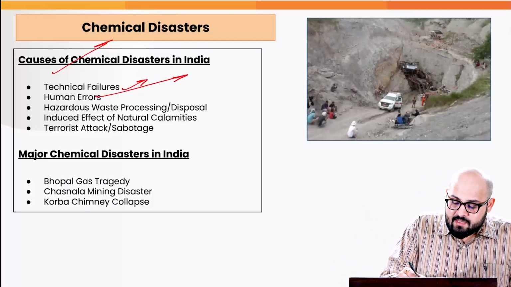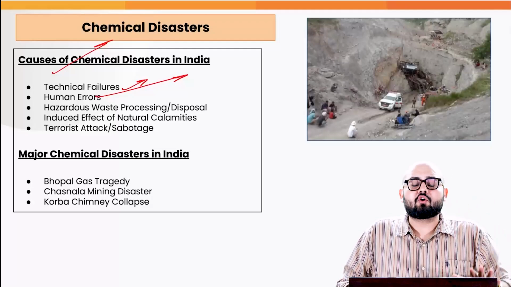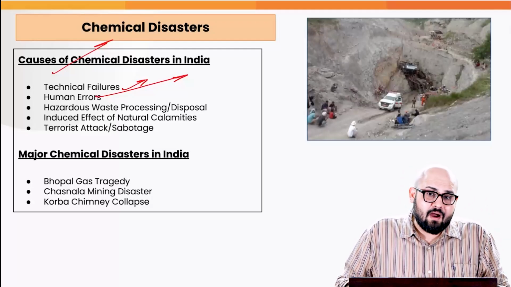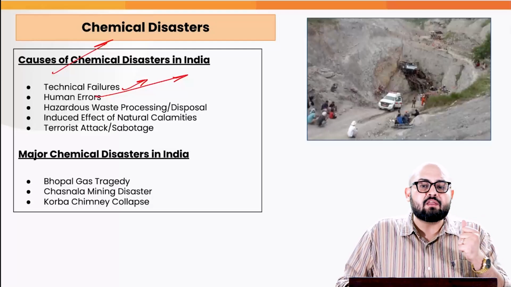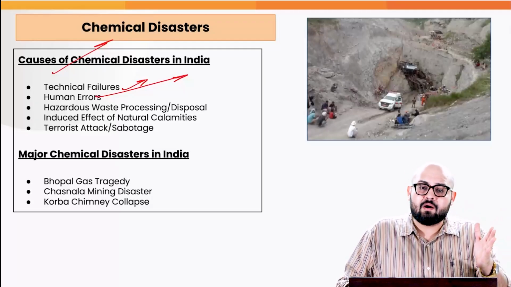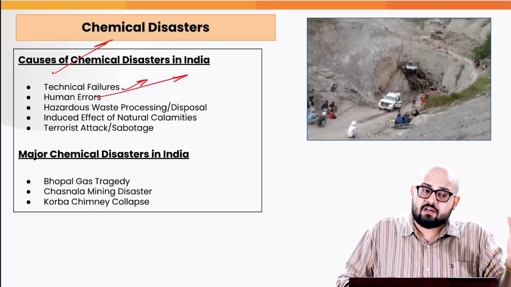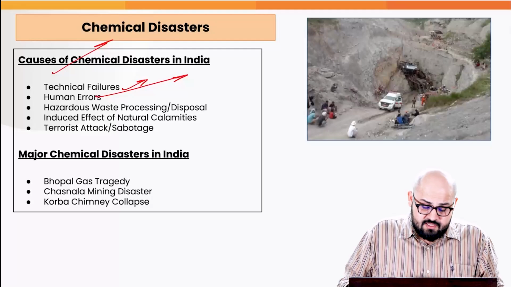Then we can have human errors. What we are trying to say is, in the industrial protocols, there has to be adequate usage of protective gear, for example, personal protective equipment. But these workers are either not given it, or sometimes even if they are given it, they do not use it. Ultimately, this leads to accidents.